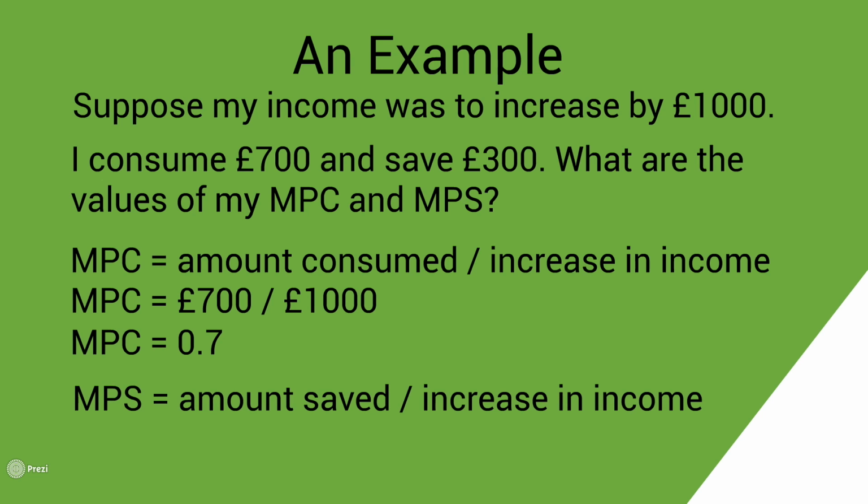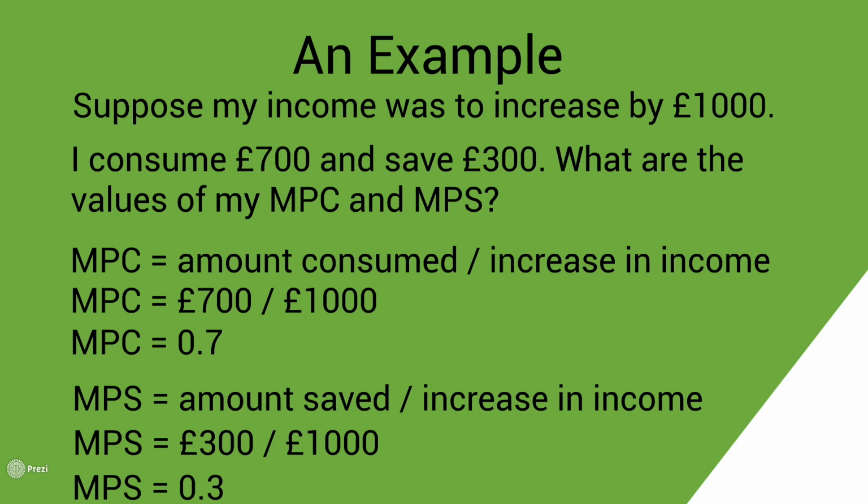Similarly, we can work out the marginal propensity to save. We do this by doing the amount saved divided by the increase in income. The amount that I saved was £300 and my increase in income was £1,000. So we do £300 divided by £1,000, which gives us a value of 0.3. So of my increase in income, I will consume 70% of it and I will save 30% of it.